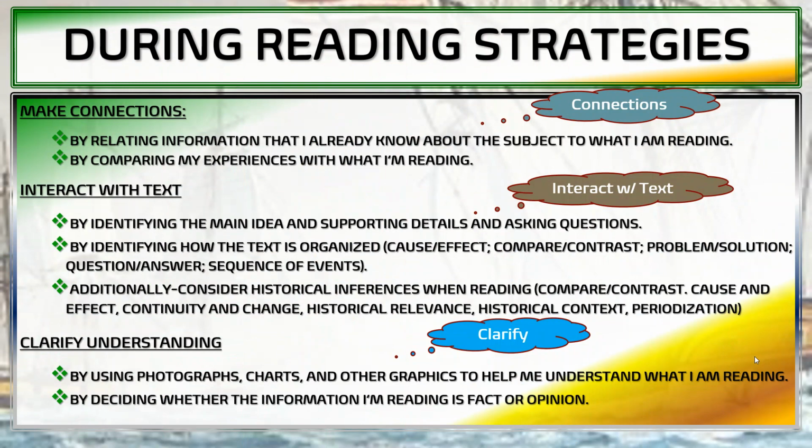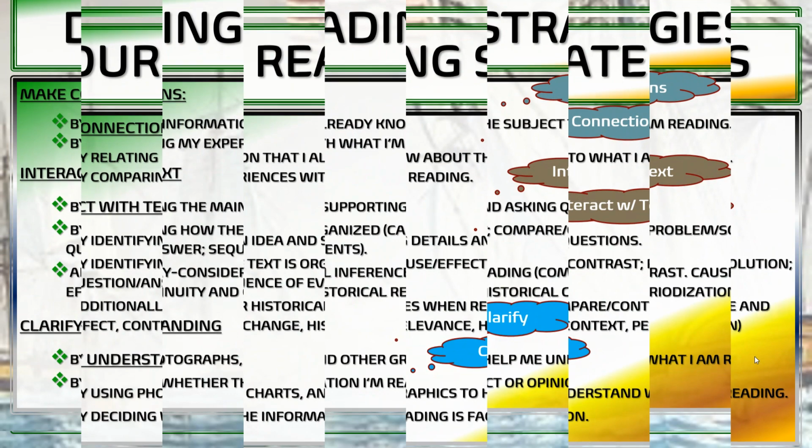Once again, I won't go into detail here because we know them already, but as we read, we're using during-reading strategies like making personal connections, interacting with the text, identifying how it's organized, thinking about historical inferences, looking for details, and clarifying understanding with our photographs, charts, and graphics, so we understand better and determine if things are fact or opinion.